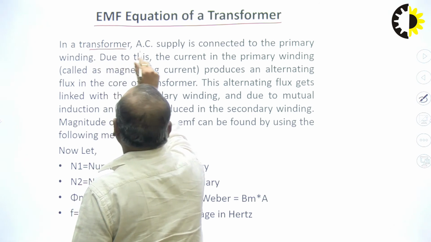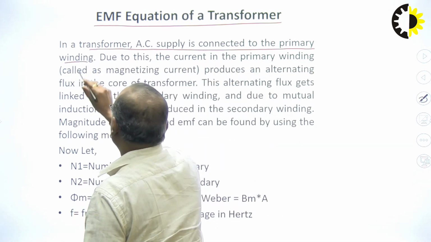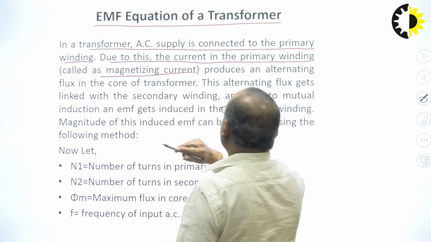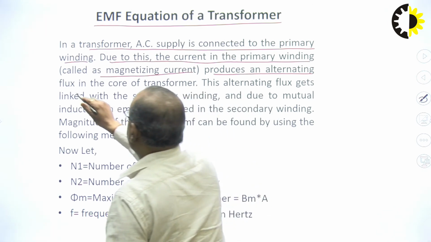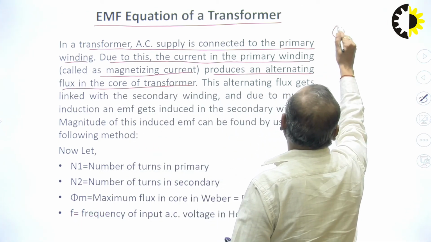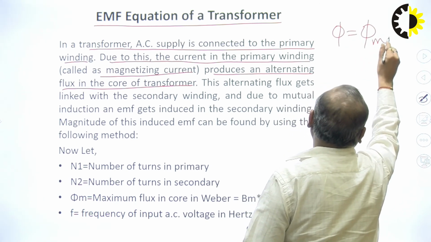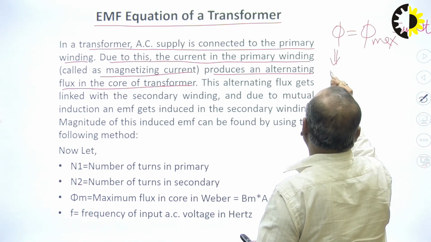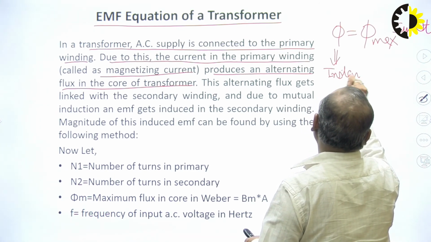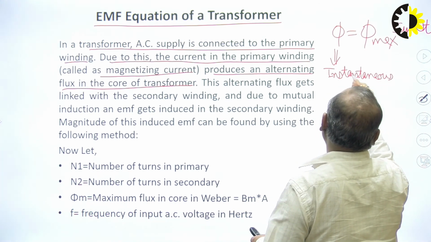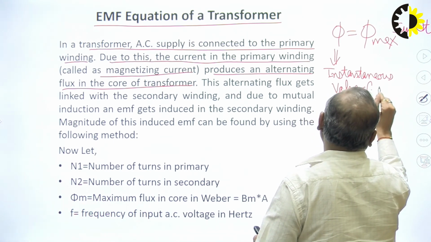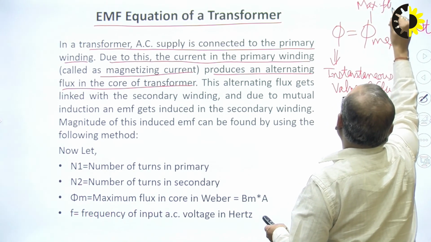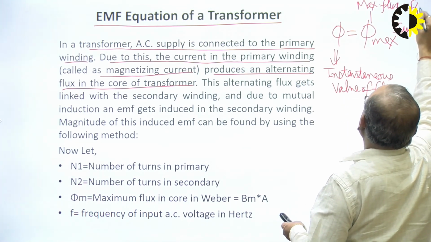In a transformer, when AC supply is connected to the primary winding or primary coil or primary side, the current in the primary winding, which is known as magnetizing current, produces an alternating flux phi in the core of the transformer, and that flux can be written as phi equal to phi max sin omega t, where phi is the instantaneous value of the flux, phi max is the maximum flux, omega is the frequency and t is time.